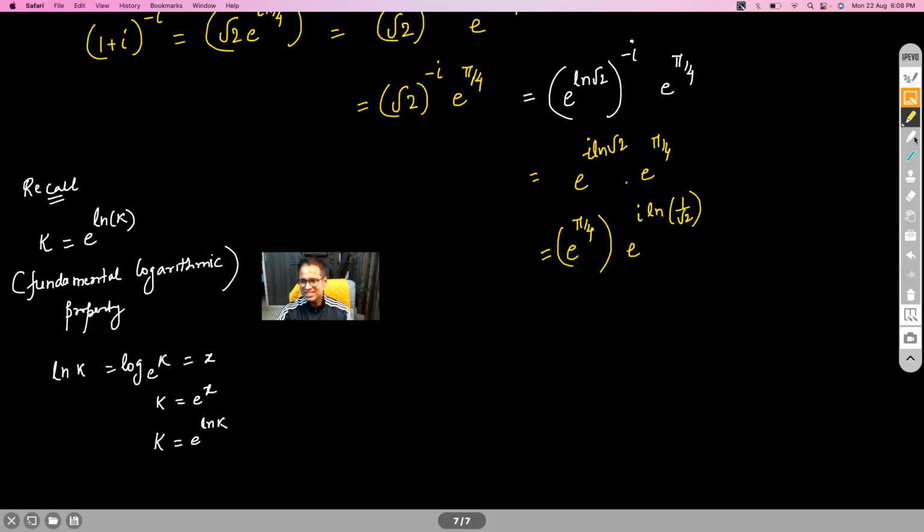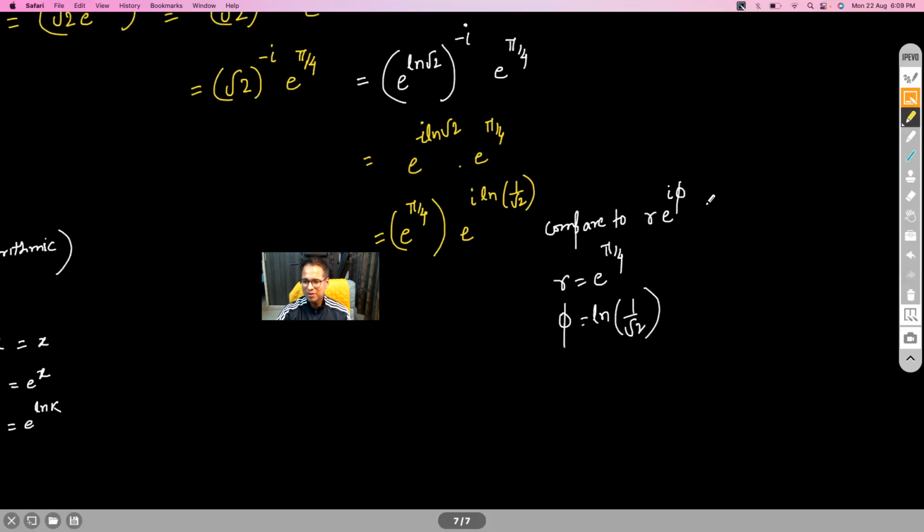Now compare this to r e to the power i phi. So who is acting like r? Right, e to the power pi by 4 is acting like r. Correct. Who is acting like phi? ln 1 by root 2. Correct. Now, the question setter had actually asked me to write it in a plus ib form. But since you have already written it in polar form, Euler form, you can always write it in the polar form also, right?